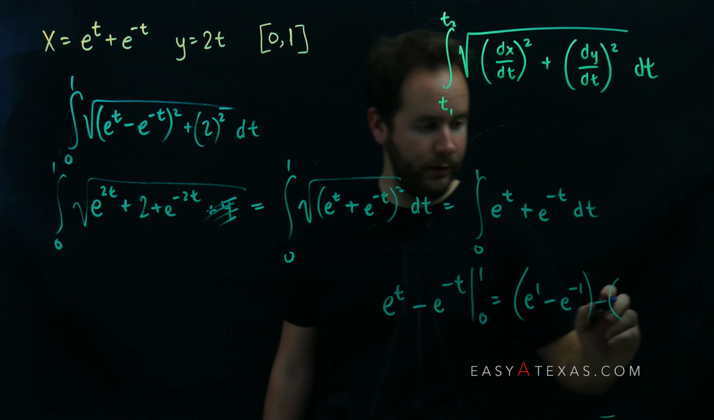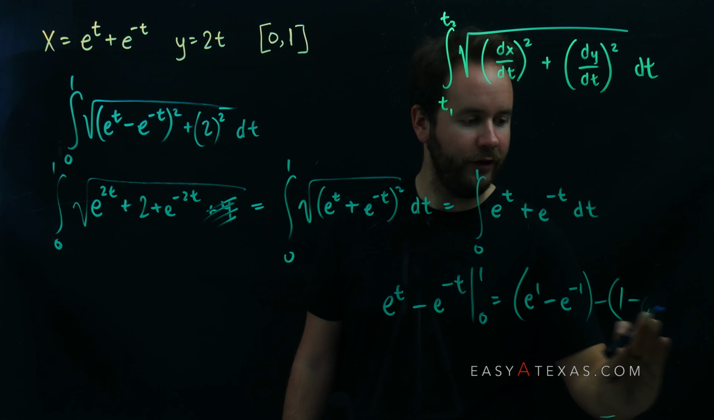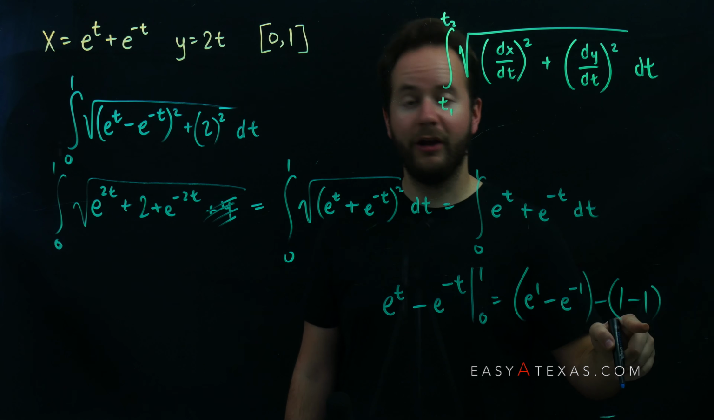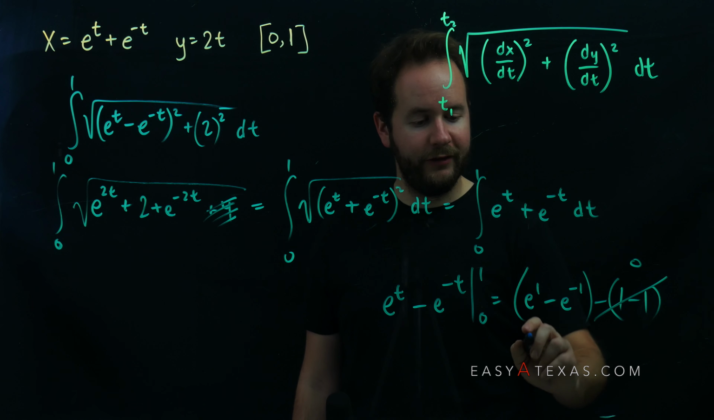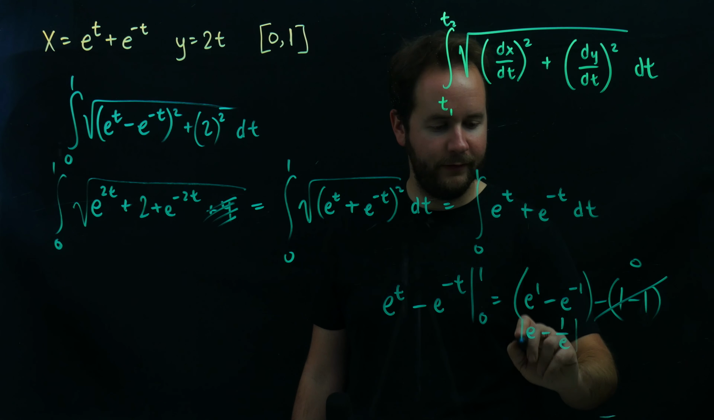Well, e^0 is 1, and e^(-0) is also 1. Not 0, it's also 1. So I get 1 minus 1, which is 0, which gives me a final answer of e^1, which is just e, minus 1/e. And this is my arc length.